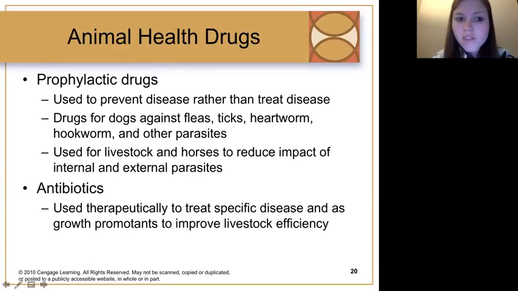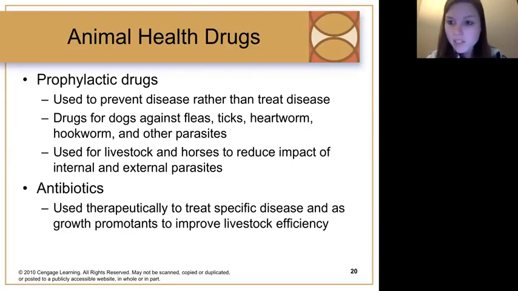There are a lot of different drugs that can be used to help keep animals healthy. Prophylactic drugs are used to prevent disease rather than treat disease, because everyone's getting on board with the idea that if we can prevent the disease from happening, that's better than having to treat it afterwards. And then, of course, there are drugs for dogs against fleas, ticks, heartworm, hookworm, and other parasites like we talked about on Tuesday. These prophylactic drugs can also be used for livestock and horses to reduce the impact of both internal and external parasites.